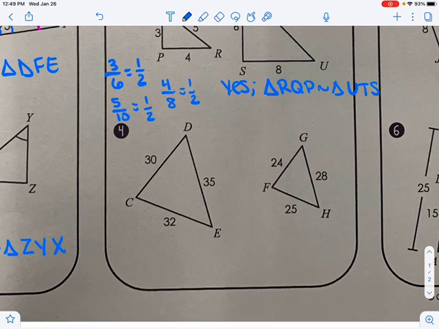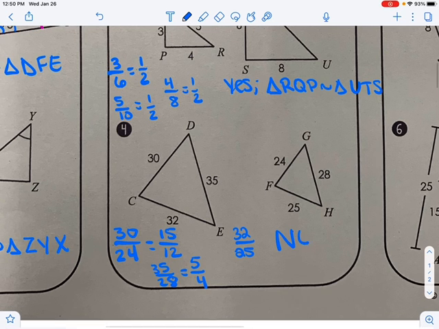Okay, I'll do it one more time. Again, start by building your fractions. So 30 is the shortest, it goes with the shortest. When I divide by 2, that becomes 15 over 12. Then my longest sides, 35 over 28, reduces to 5 over 4. And the middle sides, 32, 25, nothing in common. So all these fractions are different, so these ones are not similar, or just you can say no.